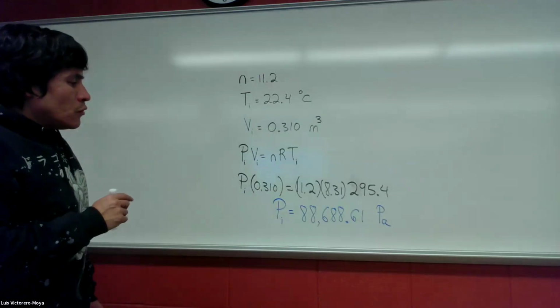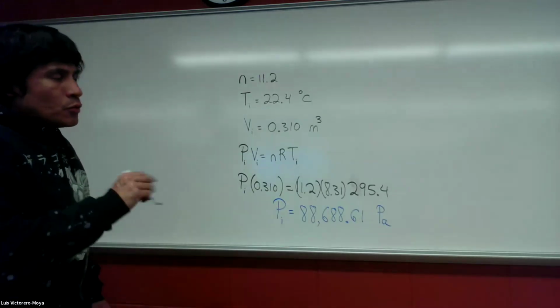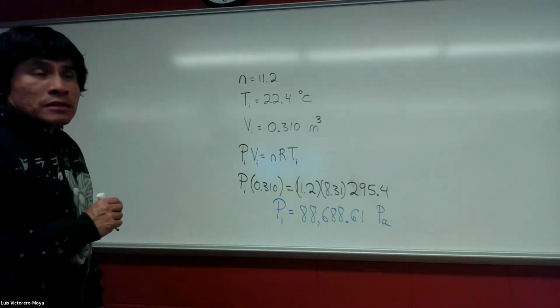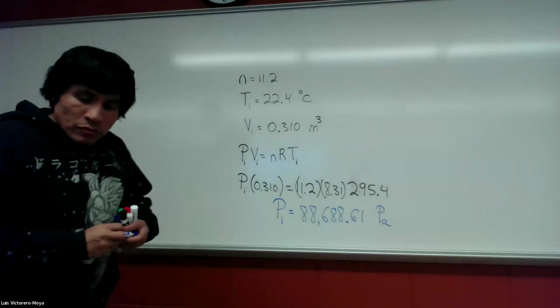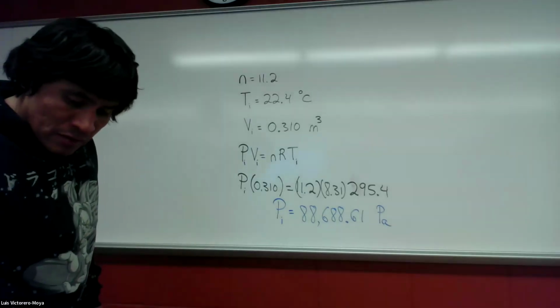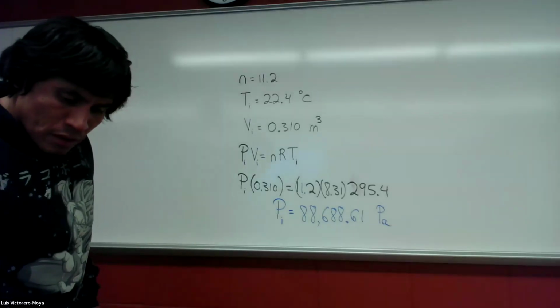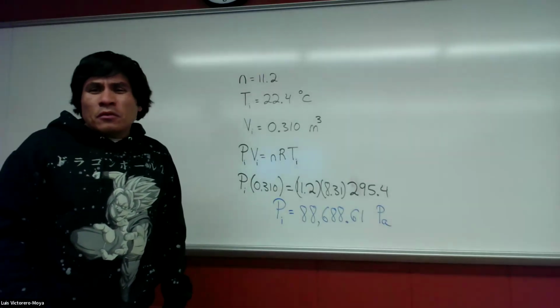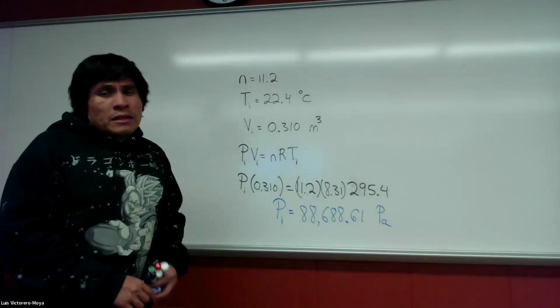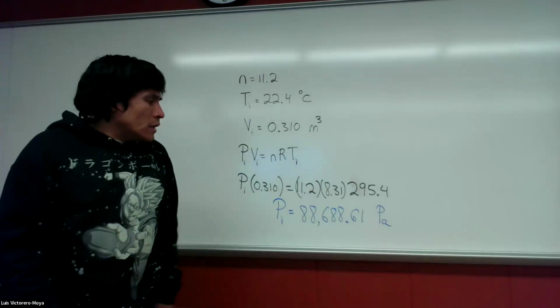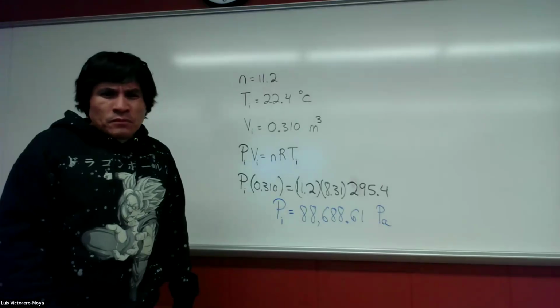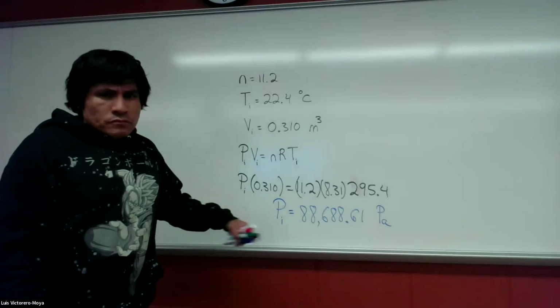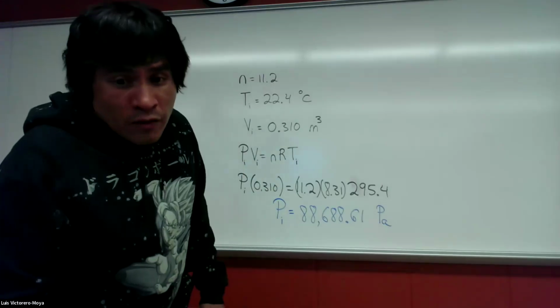That's why if you were to write this in atmosphere, you will divide that by 100,000, right? So if I were to divide this number by 100,000, just so you know, it will be 0.88, 0.89 atmospheres, okay? So that's why we use atmospheres a lot, especially in chemistry, right? But here it is. So that's the pressure. That's just one of the questions.